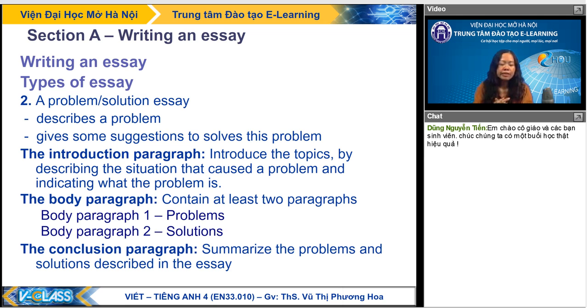We move on to another type of essay, a problem solution essay. A problem solution essay describes a problem, of course, and then it gives some suggestions to solve this problem. The introduction paragraph introduces the topic by describing the situation that caused a problem and indicating what the problem is. The body contains at least 2 paragraphs. Body paragraph 1 is problems. Body paragraph 2 is solutions. The conclusion paragraph summarizes the problems and solutions described in the essay.